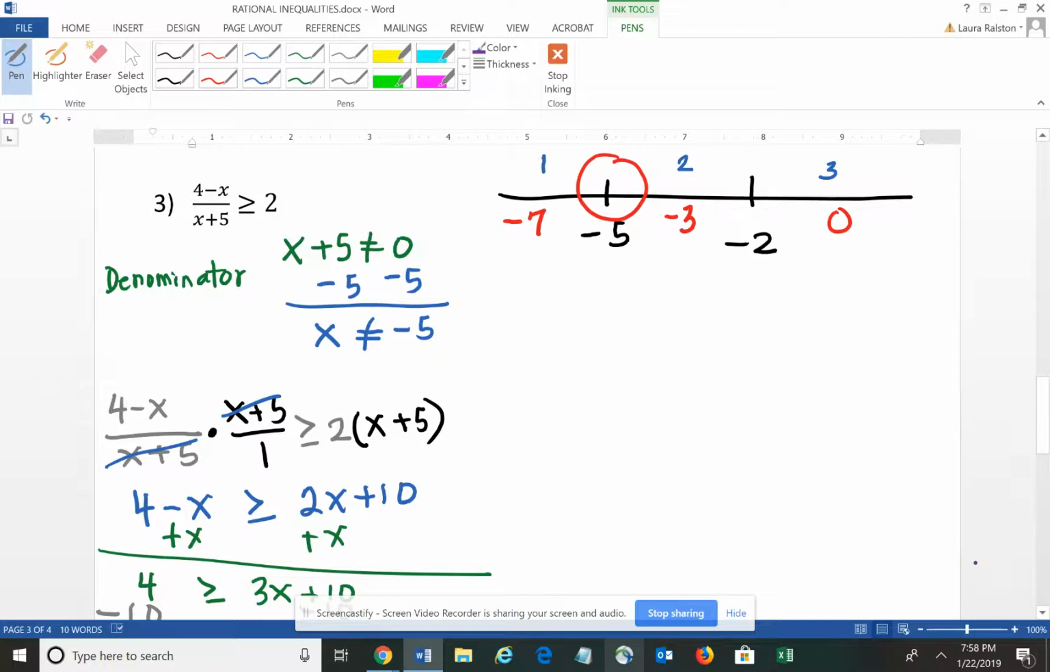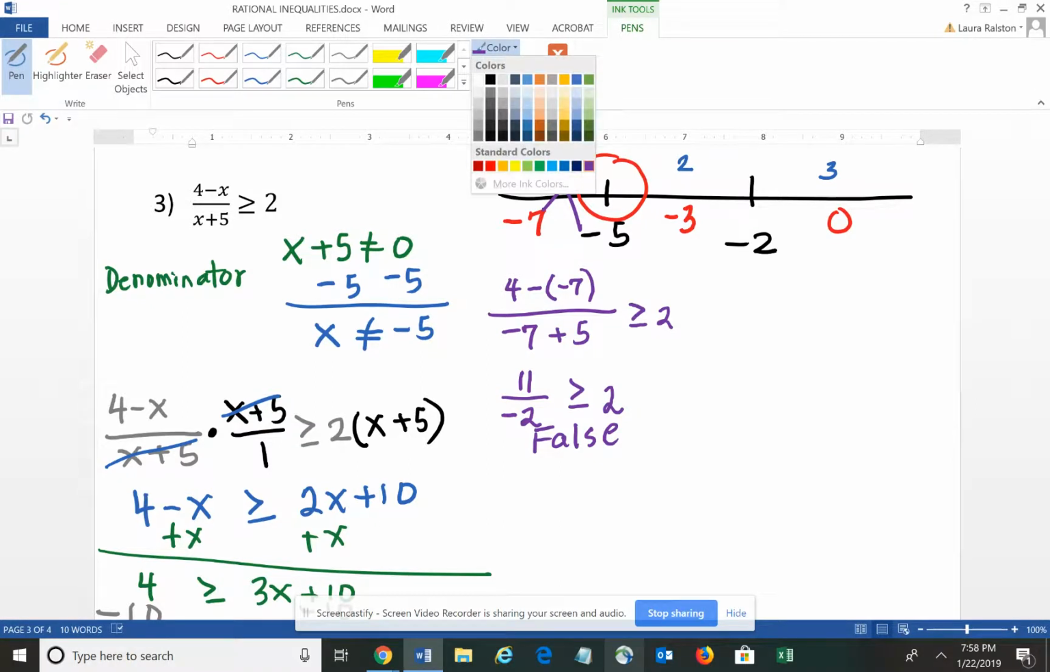Okay, so I'm going to start with negative 7. So I have (4 minus negative 7) over (negative 7 plus 5). And we want that to be greater than or equal to 2. So I have 4 minus a minus is 4 plus 7, so that's 11. Negative 7 plus 5 is negative 2. So that's negative 11 halves. A negative number is not going to be greater than or equal to 2, so that's a false statement, so we don't use that region.